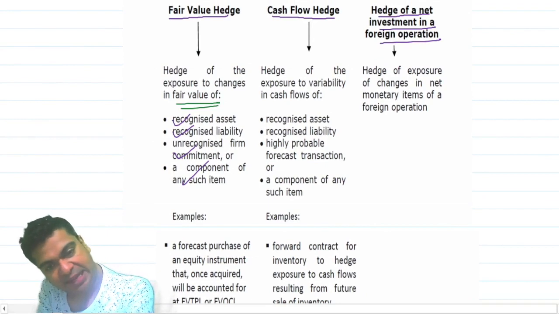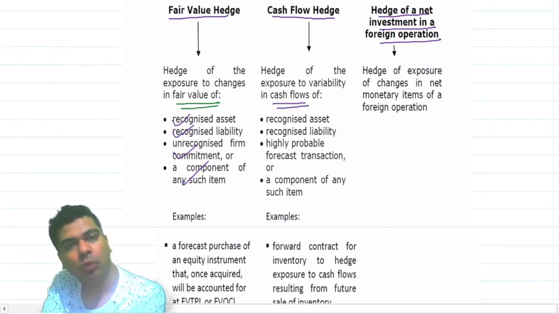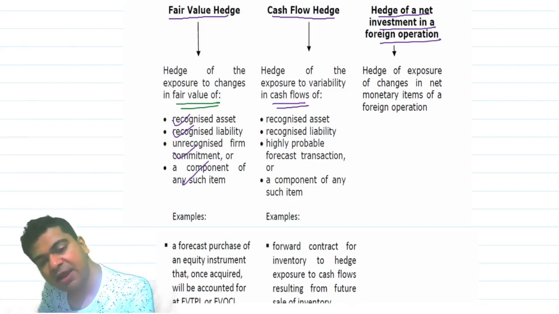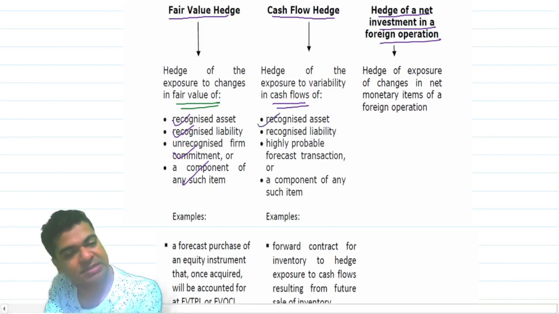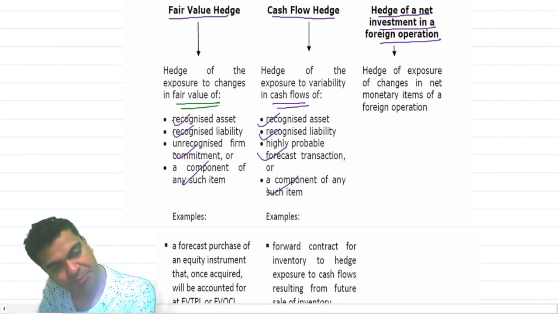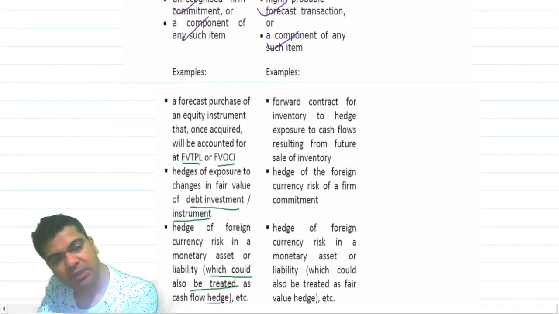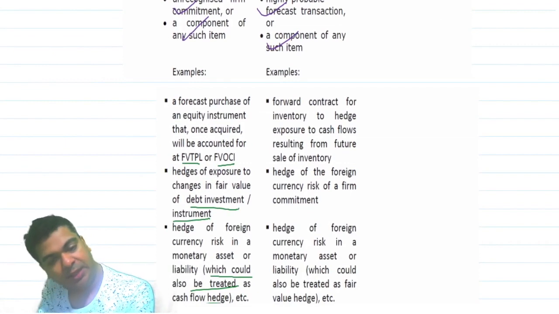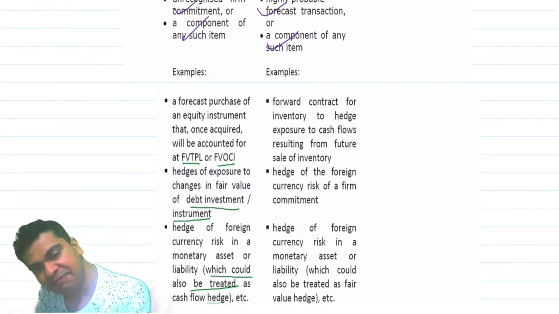Cash flow hedge, we say, is a hedge of the exposure to variability in cash flows. You are now more concerned about the cash flows rather than the fair value changes. Okay, again, it can be the same: recognized asset, recognized liability, highly probable forecast transaction, or a component of any such item. Okay, examples are given over here. You will understand when you go through the examples, you will realize that you are now more concerned about the cash flow rather than the fair value changes.